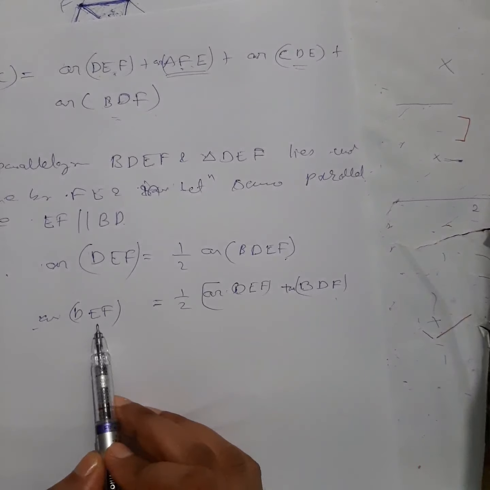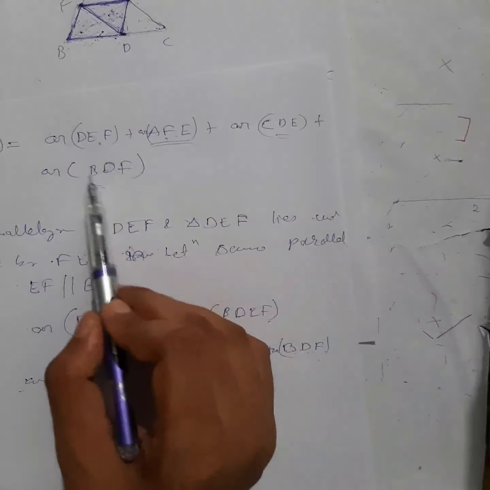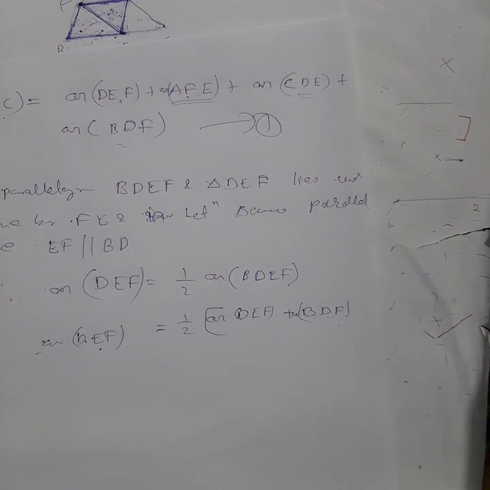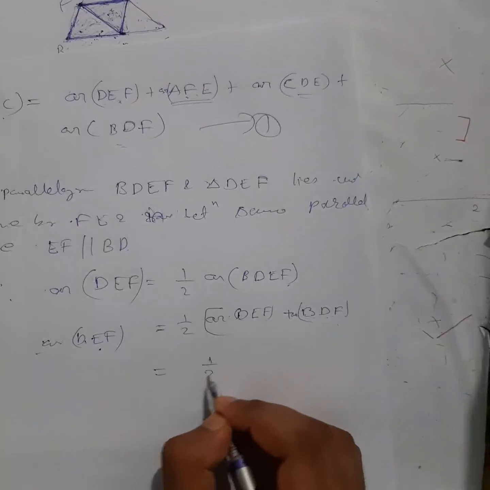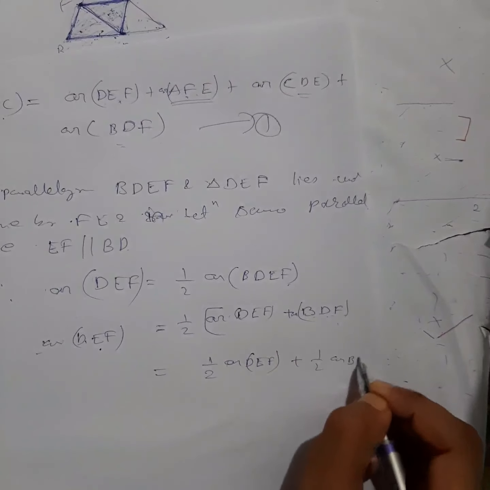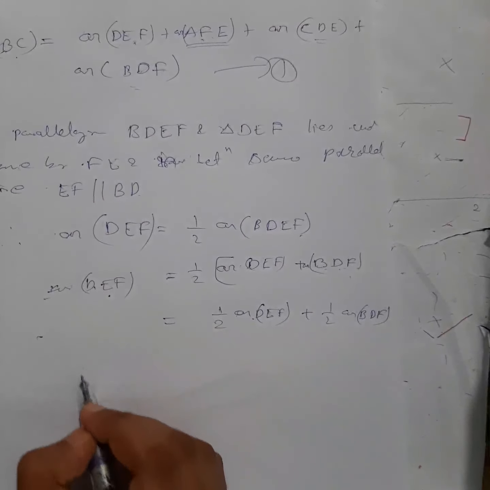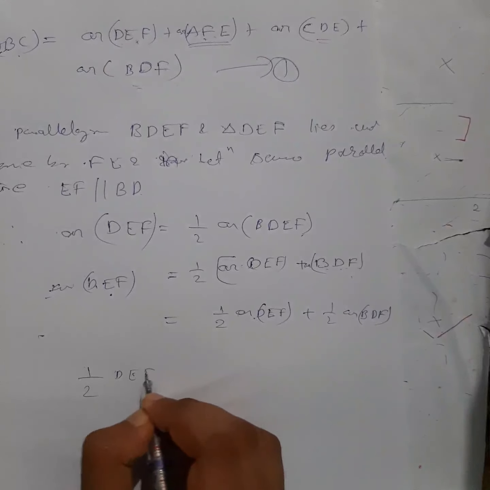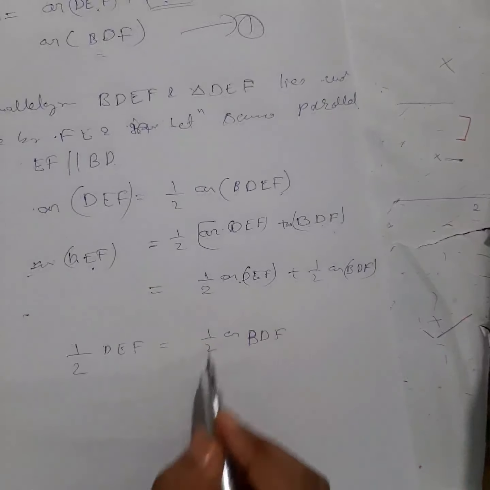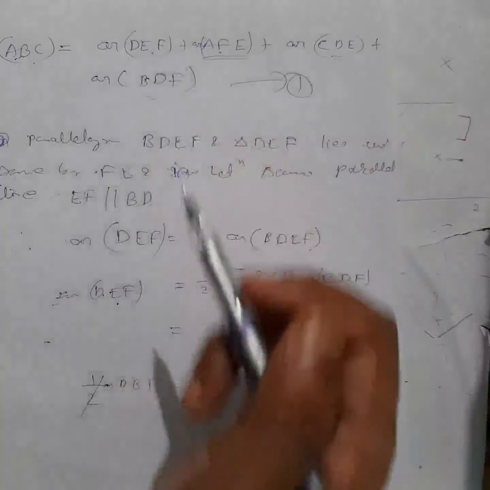So basically what I'm trying to do is, can you see BDF here? I will try to write this BDF in terms of only DEF, so that I can convert BDF in terms of DEF. Okay, mark this as 1. So here I will solve it: half of area of DEF plus half of area of BDF. Okay, so bring this half here. So if you bring this half, this is 1, this is half. So how much will be left out here? Half only: half of DEF is equal to half of area of BDF. So the half is gone, and area of DEF is equal to area of BDF. So in place of this one, I can directly write DEF now.